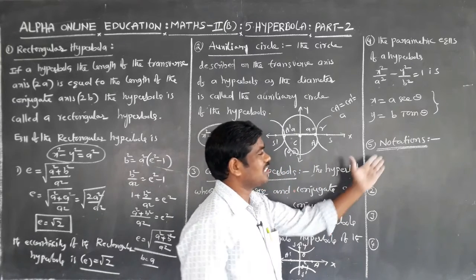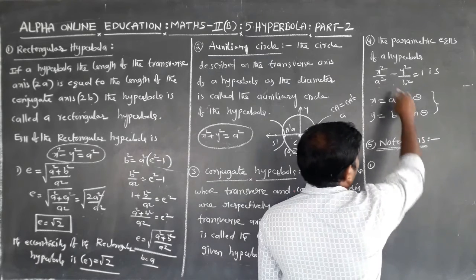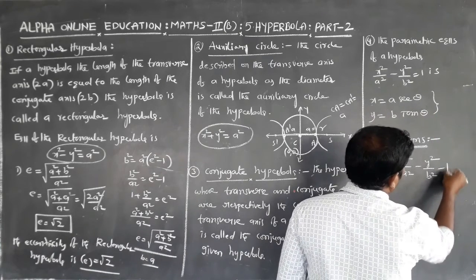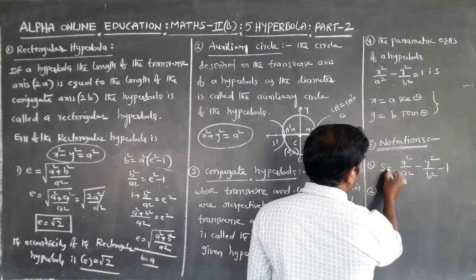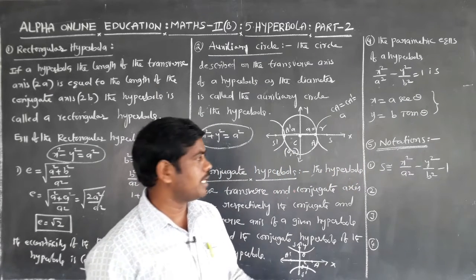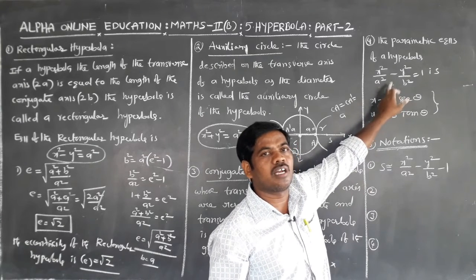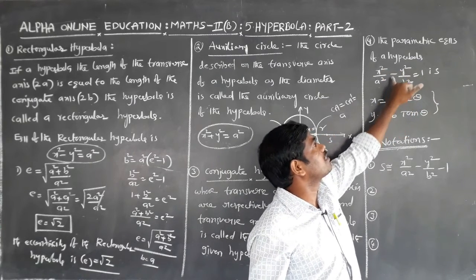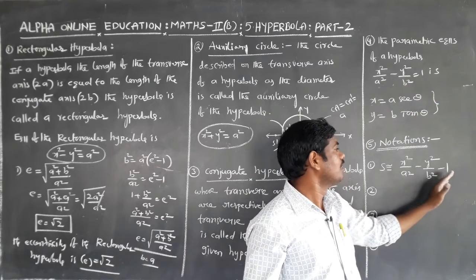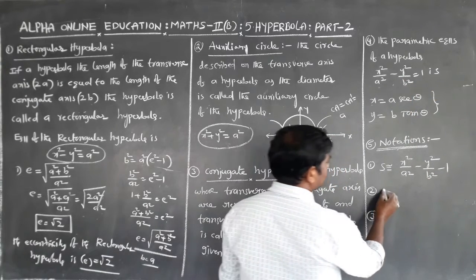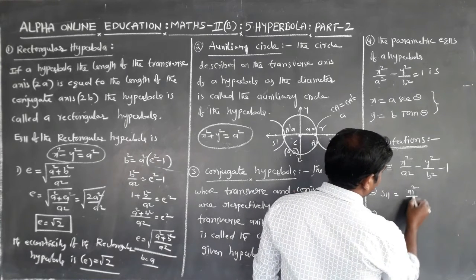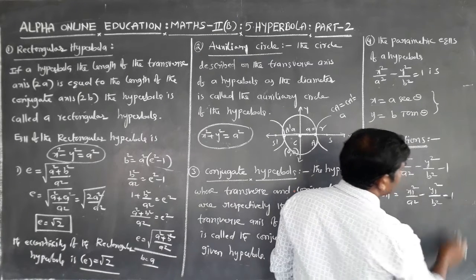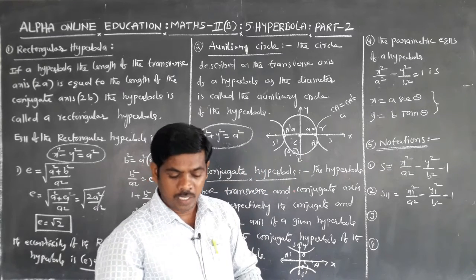Next one is notations. The general equation of the hyperbola x square by a square minus y square by b square minus 1 is denoted by S. Second one is S11, which means x1 square by a square minus y1 square by b square minus 1.